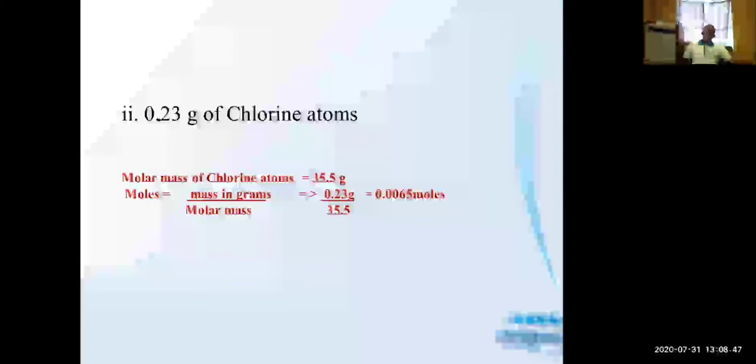Again, calculate the number of moles in 0.23 grams of chlorine atoms. Chlorine atoms, not chlorine molecules. So we know that moles is calculated as mass in grams over the molar mass, and the mass of the chlorine atoms is 0.23. You divide by the relative atomic mass of chlorine, which is 35.5, and you get 0.0065 moles.